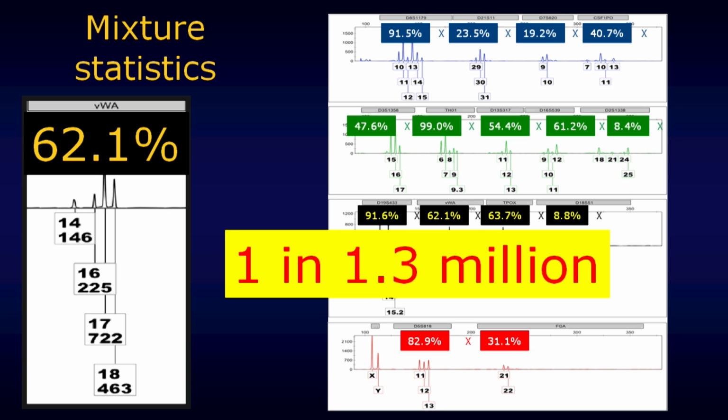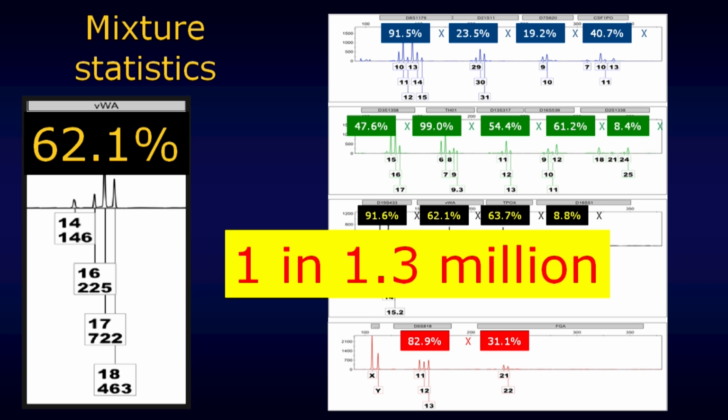Remember, for a random match probability, it's really unusual to find a number that's not described in terms of quintillions and quadrillions. 1 in 1.3 million is a whole lot less weight than what might have been attached if this had been a single source sample. But that's just the nature of the beast. When we're talking about mixture, because there are so many different alternative interpretations, that in turn has an impact on the statistical weight that can be attached to the sample.